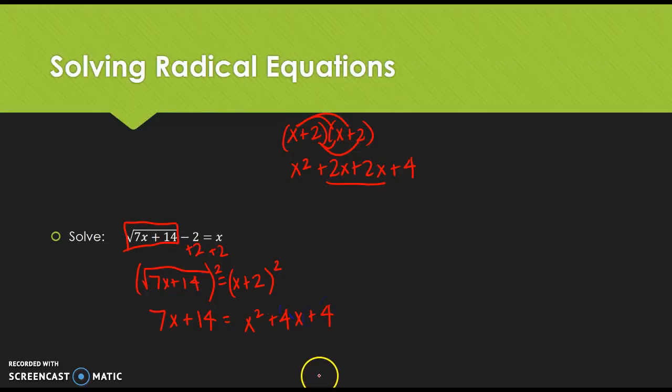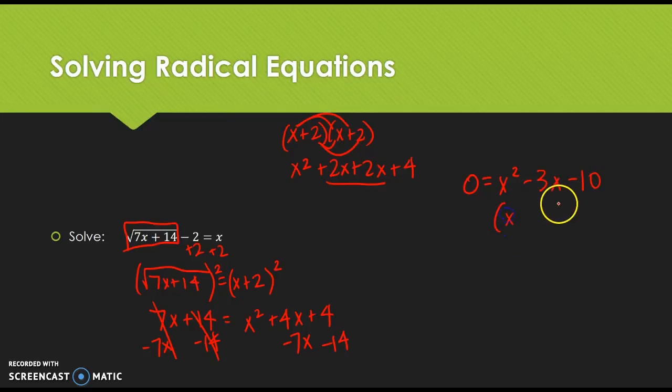This is a quadratic, so to solve it, I'm going to set it equal to 0. So subtract 7x from both sides, subtract 14 from both sides, and get everything on one side. So now I've got 0 equals x squared minus 3x minus 10. This is factorable. I want to find two numbers that multiply to negative 10 but add to negative 3. And those two numbers are negative 5 and positive 2. And when I solve, I get x equals 5, x equals negative 2.